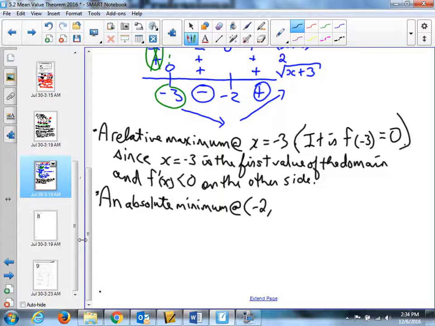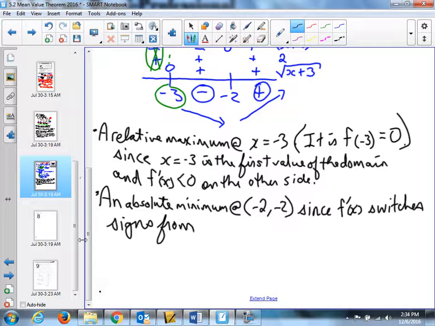If I put -2 plus 3 is 1, square root of 1 is 1 times -2. -2 comma -2. I plug it into the original function. It's an absolute minimum at -2 comma -2 since f prime of x switches signs. This is generally the answer you're going to use. Switches signs from, and you can look up at your graph and see why, yeah, from negative to positive.